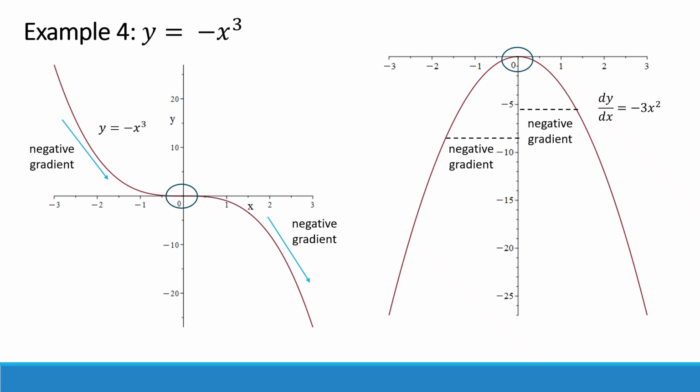Again, the second derivative test fails here. The second derivative is minus 6x, which is 0 at x equals 0. But as the gradient is negative to the left of a stationary point and negative to the right of a stationary point, we can classify this as a point of inflection. The gradients are the same sign on both sides of a stationary point.